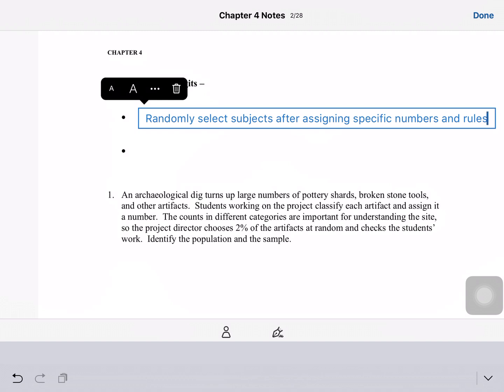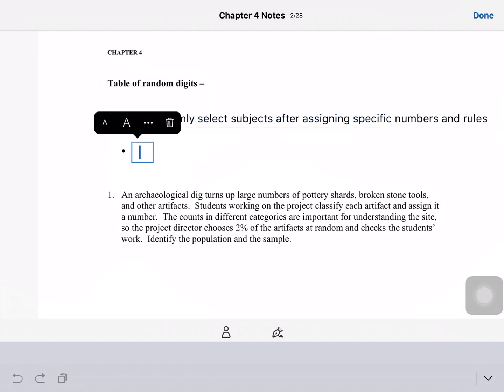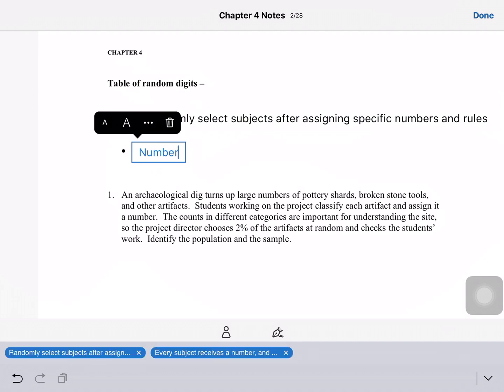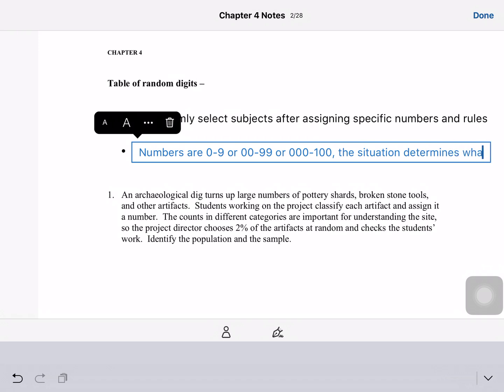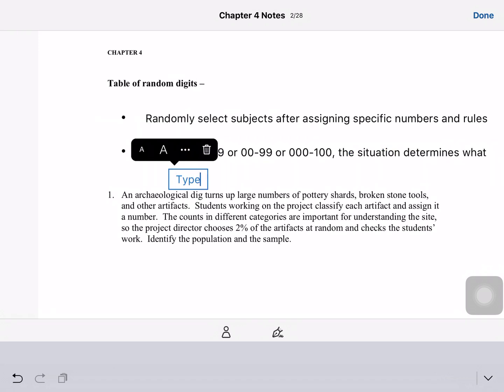So we have to assign everybody a number, then we have to decide, are we going to start in the first row and select every other number? Are we going to pick numbers 0 through 9? So the key here is that the numbers that are generated are 0 to 9 or 00 to 99 or 000 to 100. The situation determines what types of digits you choose.